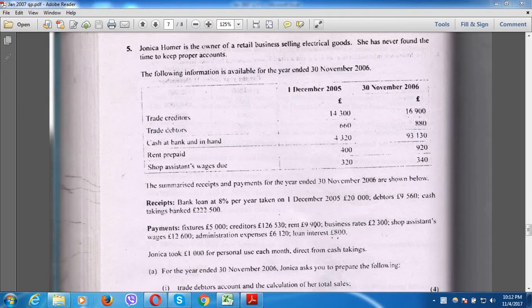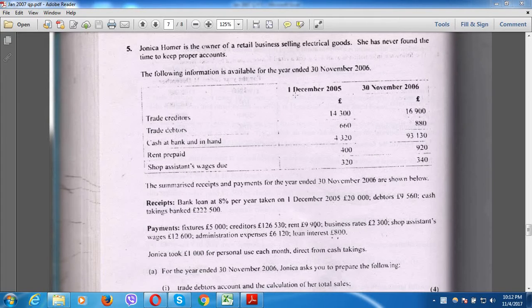Today we are going to solve January 2007 question number 5. Let us read the question first. Jonica Homer is the owner of a retail business selling electrical goods. She has never found the time to keep proper accounts. The following information is available for the year ended 30th November 2006.